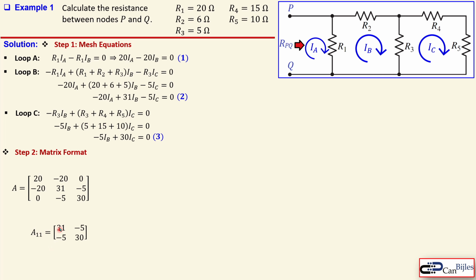A11. That's this. Now the next step is to determine the determinant of this matrix and also the determinant of this matrix. Now the determinant of this matrix, A, is determined like 20 times the determinant of this part, which is shown here. And then minus 20, because you will actually change the sign for each step you make.